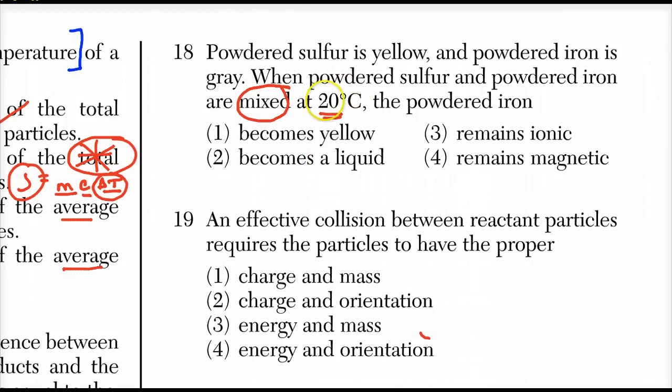You notice things in a mixture retain their individual properties. So we know something special about iron. Unlike sulfur, iron has magnetic properties. So it's going to remain magnetic because it's in a mixture, and the components of a mixture retain their individual properties. And you should know this.